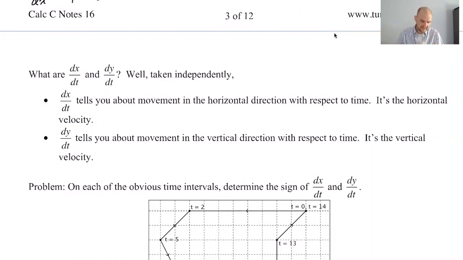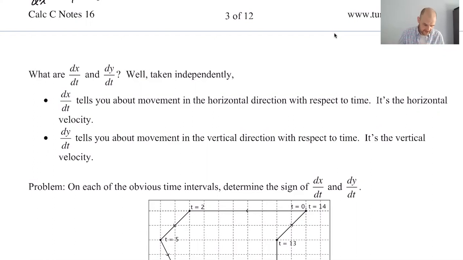And because of that, dx/dt is going to tell you your movement in the horizontal direction with respect to time, usually. So it's basically the horizontal velocity. And you can have a horizontal acceleration, right? So dx/dt could be positive, meaning you're going to the right. The second derivative, like x double prime, let's say, could be negative, which means you're moving to the right, but you're slowing down. Your speed is decreasing in the x direction. So you can have that interplay.